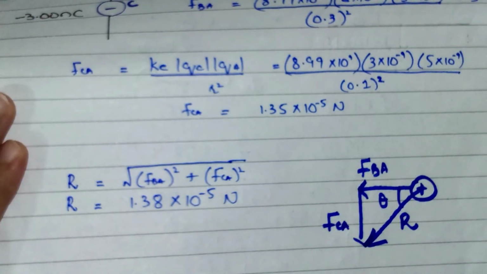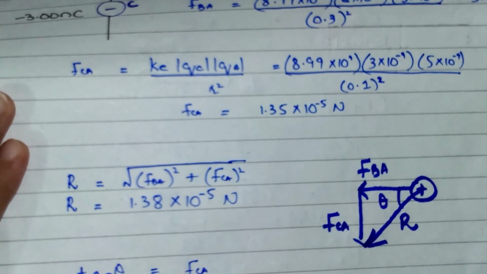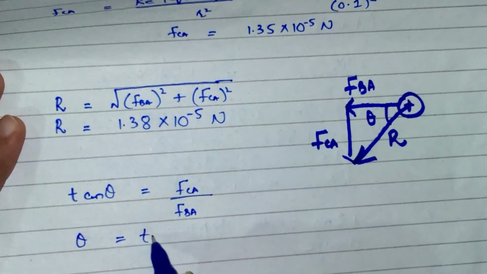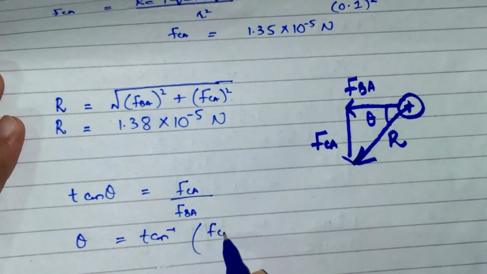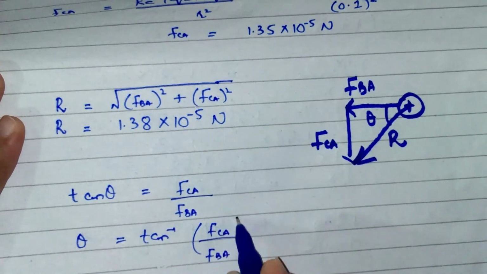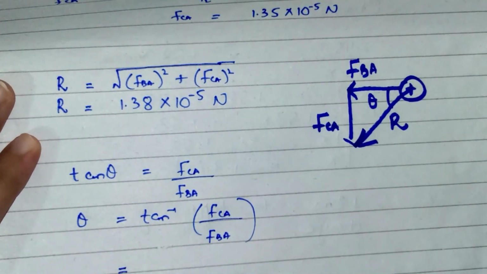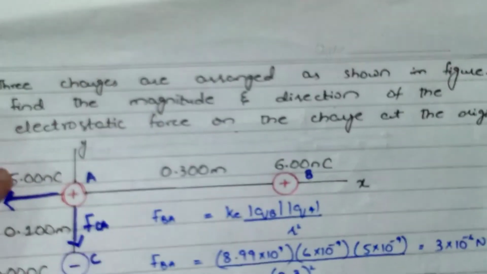Now for the direction, we can apply tangent theta. Tangent theta is opposite over adjacent. Opposite is FCA over adjacent is FBA. So theta will be tangent inverse of FCA over FBA. We know the values of FCA and FBA. Just substitute in your calculator, take tangent inverse, and you will get 77.5 degrees. So this is the solution of this simple question.